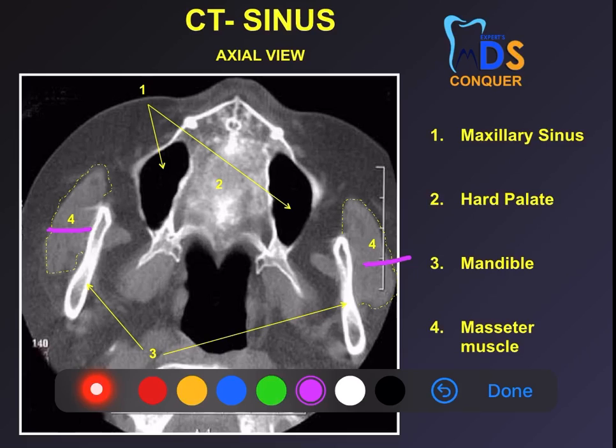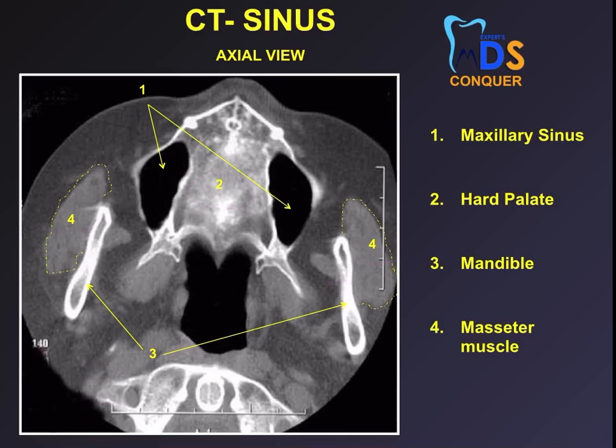Here this is a very important picture for us. These two are the maxillary sinuses. The second one is the hard palate. The third is the mandible, and the fourth, which is attached to the mandible, is our masseter muscle. So just give a good glance to this.